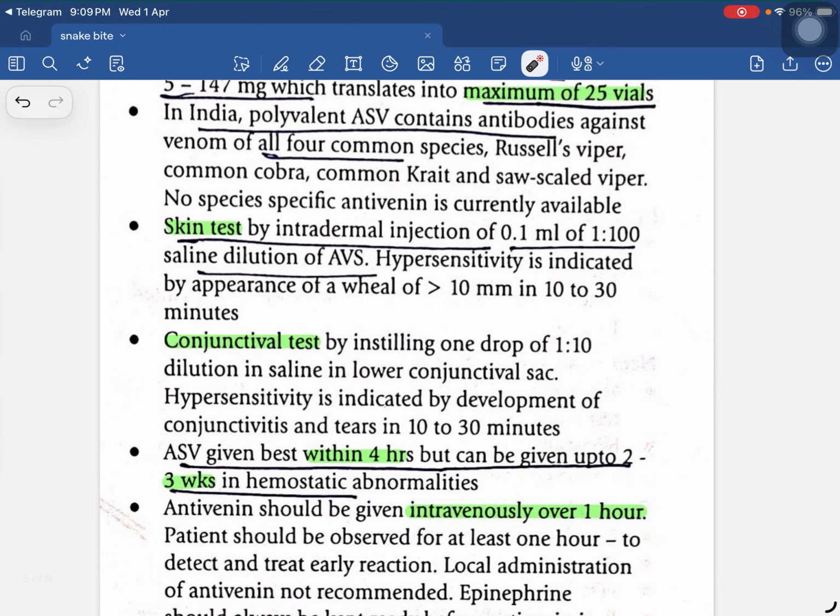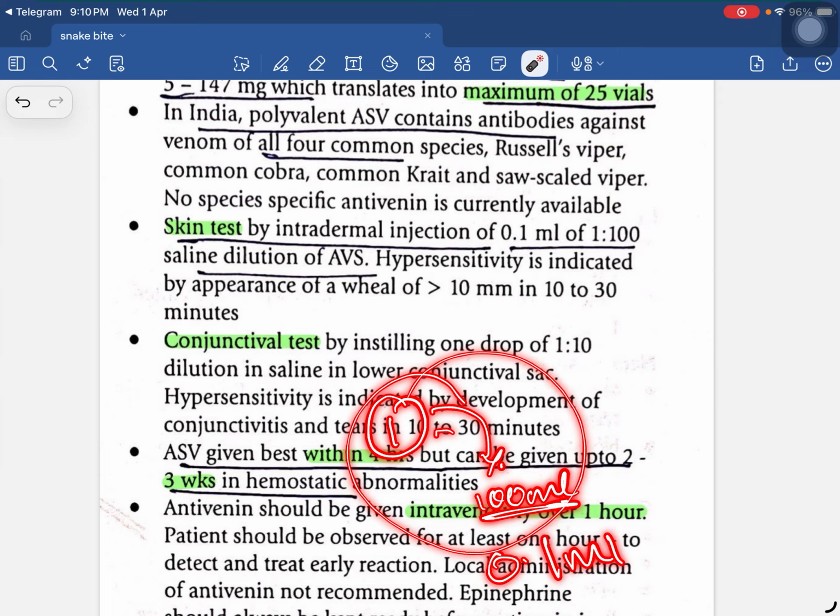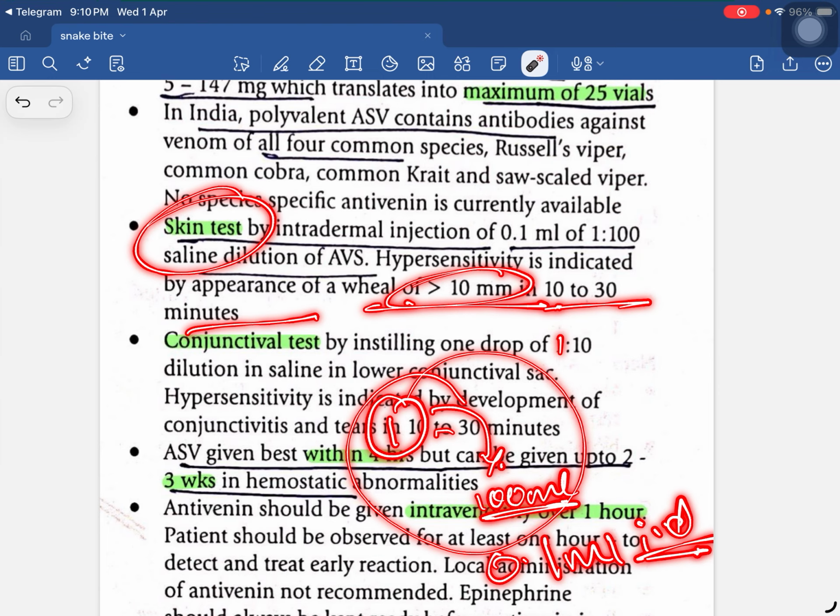So before giving this anti-snake venom, you have to do a skin test and a conjunctival test. How do you do the skin test? By intradermal injection of 0.1 ml of a 1:100 saline dilution of ASV. That means you put 1 unit in 100 ml of NS. This preparation, 0.1 ml, you should give intradermally. So that's how you will do the skin test. If the wheal is more than 10 mm in 10 to 30 minutes, then it is positive.